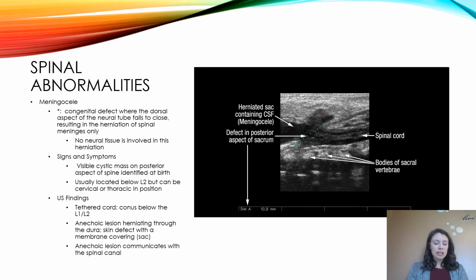So ultrasound findings: there's going to be a tethered cord, and we know that the conus is below L1 and L2. You're also going to be able to see an anechoic lesion herniating through the dura, and that's going to have a defect. That's a skin defect with a membrane covering. And the anechoic lesion communicates with the spinal cord. So basically what's differentiating between a myelomeningocele and a meningocele is the contents in the herniation.